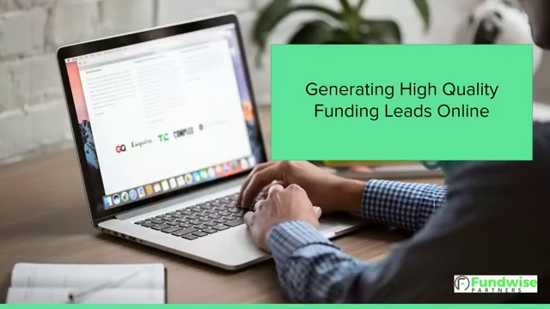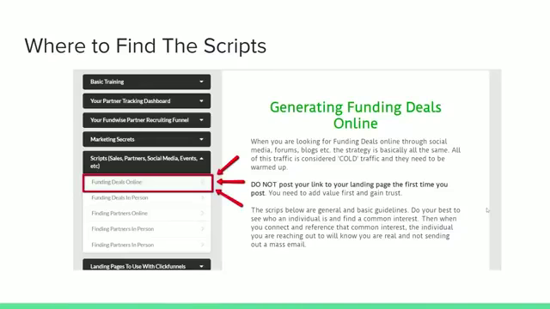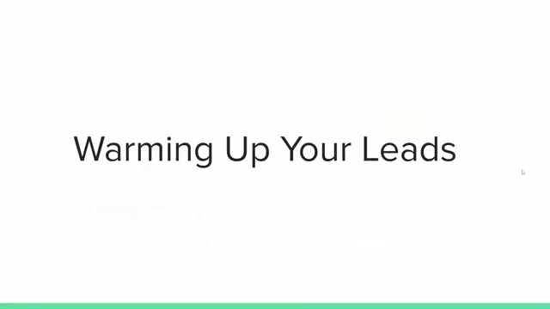So first we're going to talk about generating high quality funding leads online, and going to where that is located in the training area. This is where you'll find it. This is just a screenshot here. It's the top lesson, Funding Deals Online, underneath the scripts section for sales, partners, social media events, etc. That's where you can find it.